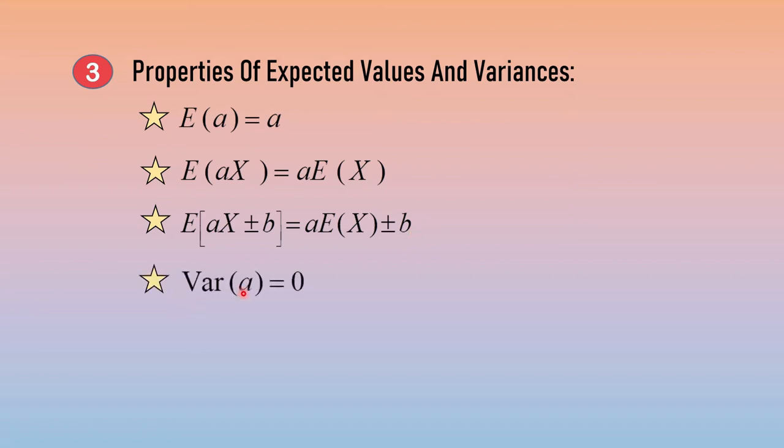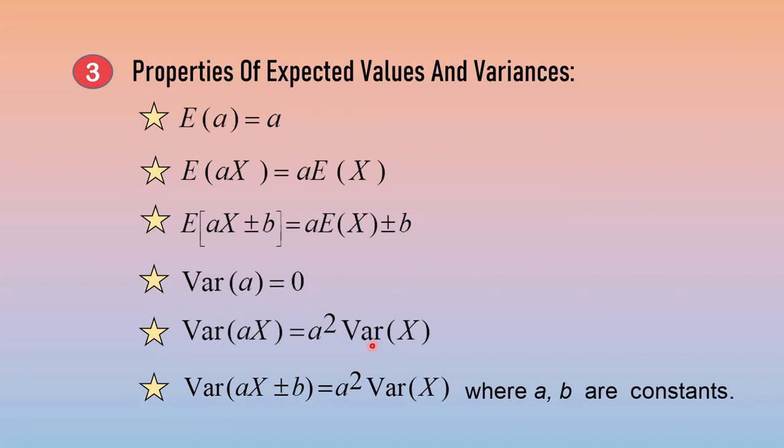Variance for any constant a is equal to 0. Variance for aX is equal to a squared times Var(X). Variance for aX plus or minus b is equal to a squared times Var(X), where a and b are constants.